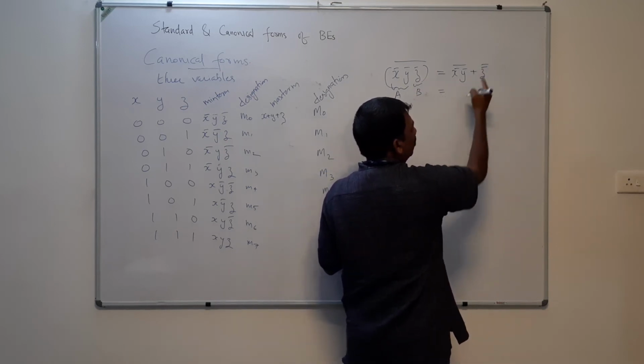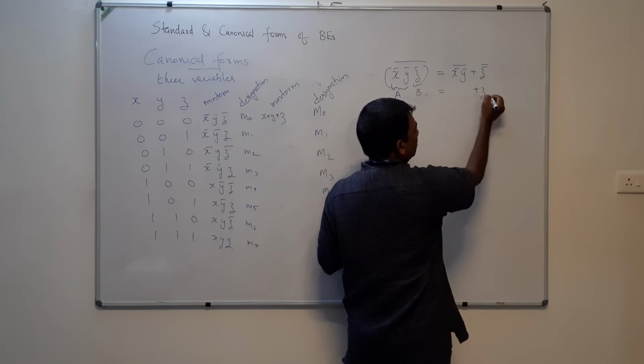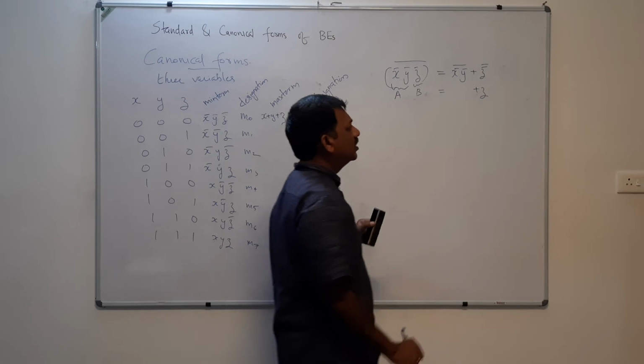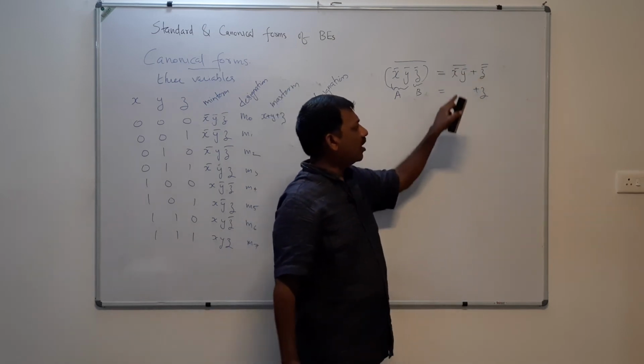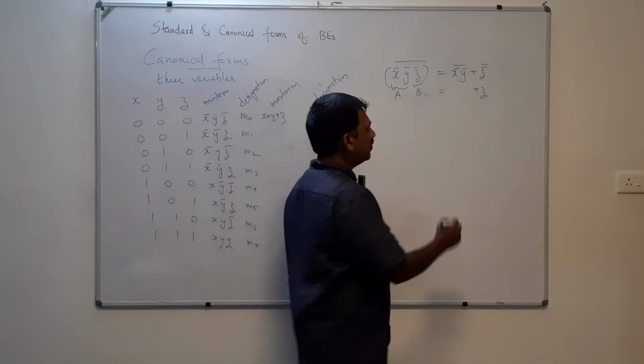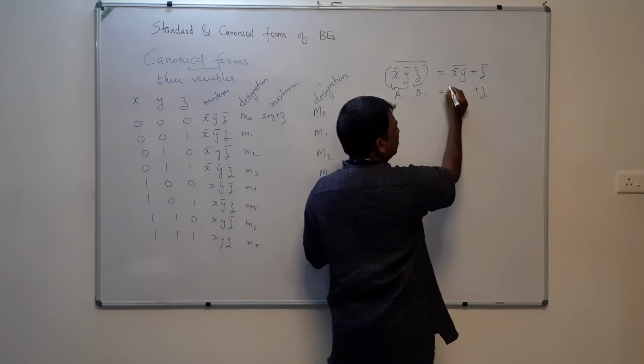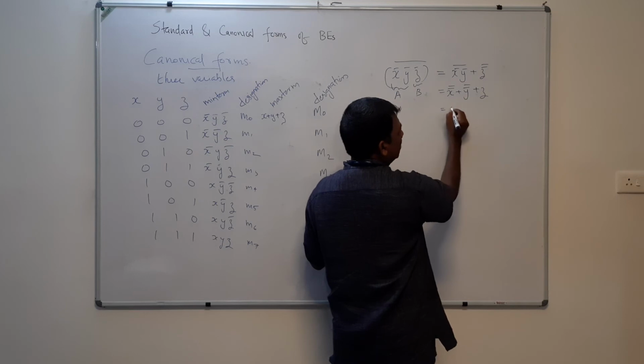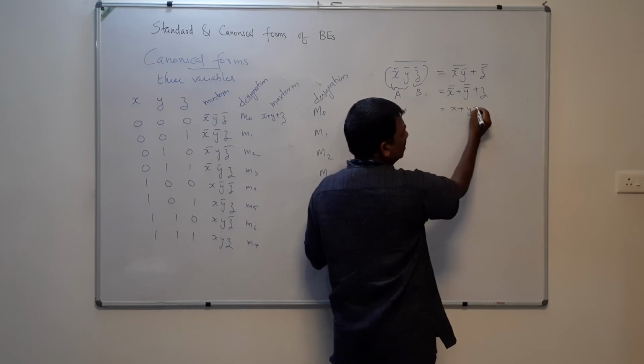Here A is x bar, y bar, so A bar is the whole bar of x bar y bar, plus z bar whole bar. What is z bar whole bar? That is z. And what is x bar, y bar, the whole bar? Again A dot B the whole bar is A bar plus B bar, so that is x bar bar plus y bar bar plus z, which is x plus y plus z.